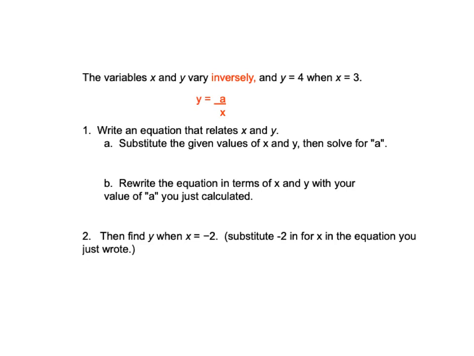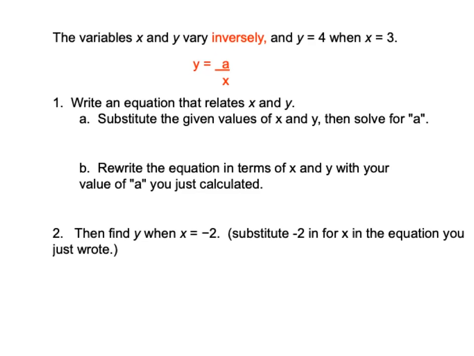So what we're going to talk about now is some ways to write an equation if your variables vary inversely, okay? So the way it'll look, it will tell you that they vary inversely, and then it'll give you values of x and y. Okay, so kind of step by step here what you do. Step 1 is you write an equation that relates x and y. Okay, that means you substitute the given values and solve for a. All right, so what I need to do is figure out what my a value is. I need to figure out what my constant of variation is.